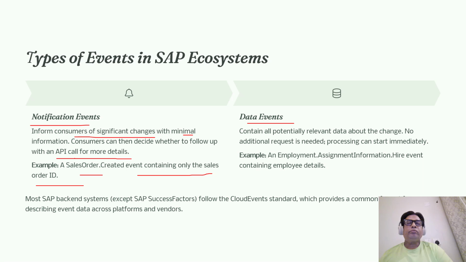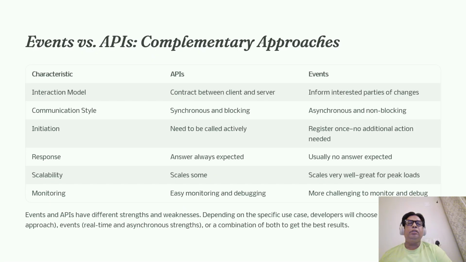Okay, and let's see what the SAP backend system is. Generally, most SAP backend systems, except SAP SuccessFactors, have the cloud standard provided, which describes the common data access for the platforms. Let us see here, we can understand what an API is and what an event is. You can see that generally APIs are between client and server. You know what an API is? It is a URL which is generated and shared, between the client and server.